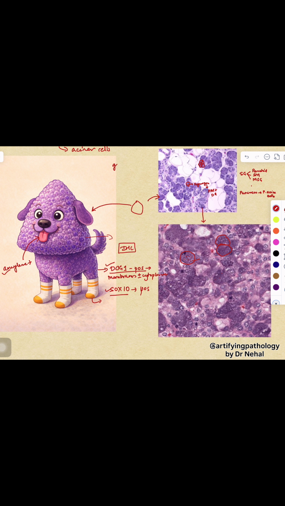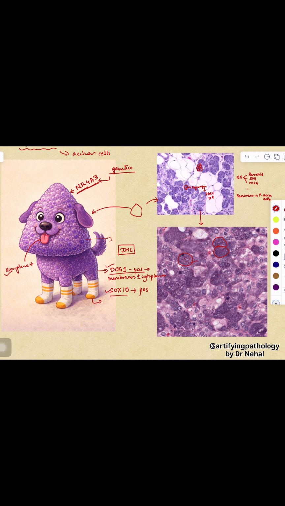Now coming to the genetics. This dog does not have a name. The dog is non-registered. So this NR, non-registered, will help us remember NR4A3. NR4A3 is the cytogenetic abnormality in acinic cell carcinoma.